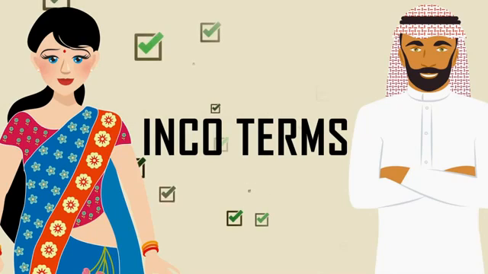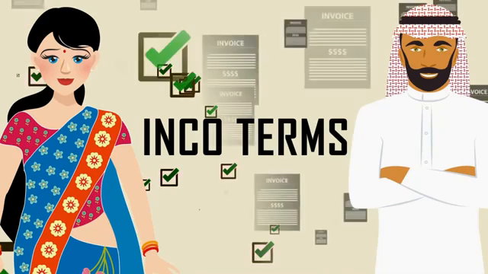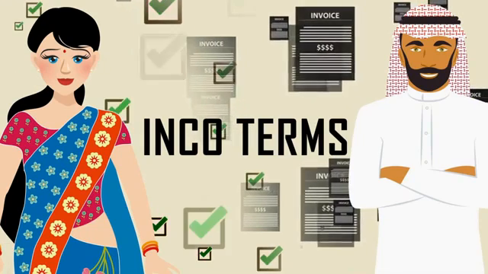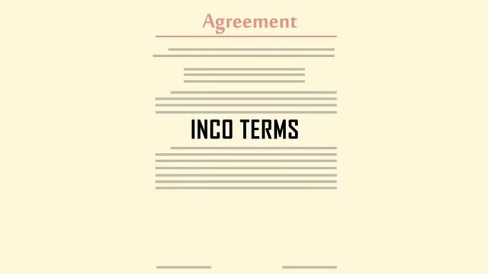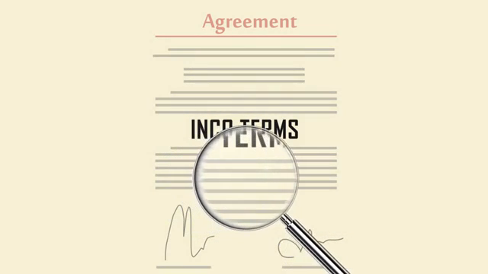Niku must agree to a particular INCO term with her buyer while generating the export invoice itself. The INCO term also becomes a part of the agreement between the buyer and the seller and is mentioned clearly on all documents involved in the transaction.